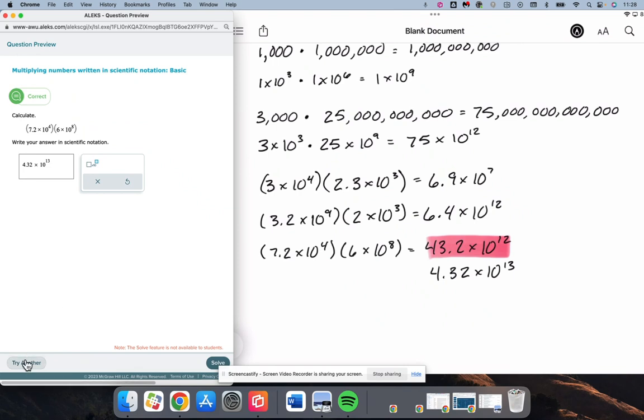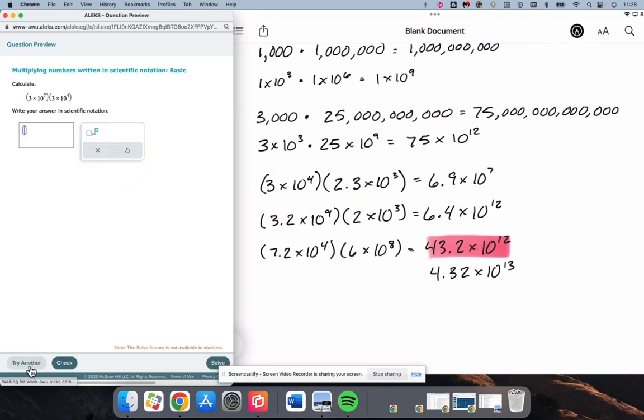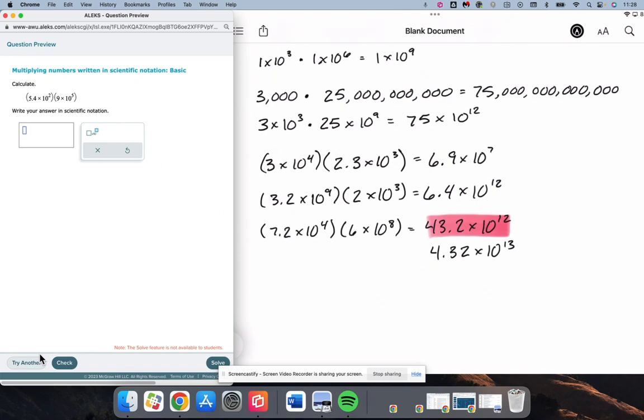Okay, and I will try to find one more like that so that we can practice having to do that one more time. All right, this one will work for us. We have 5.4 times 10 to the 2nd, and then 9 times 10 to the 5th.